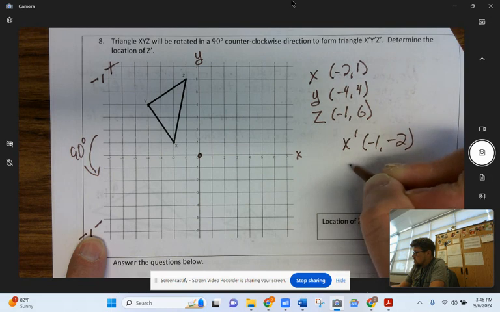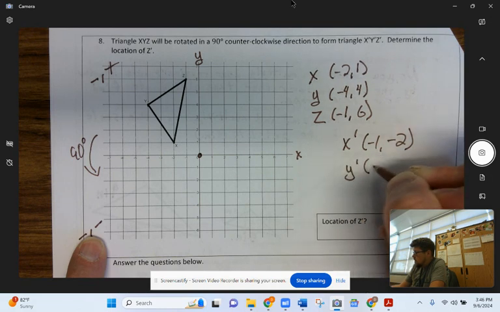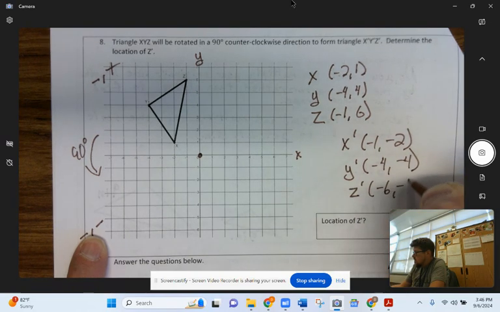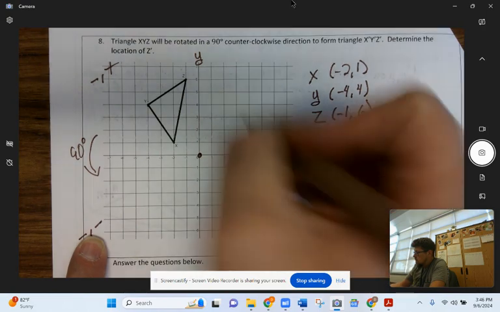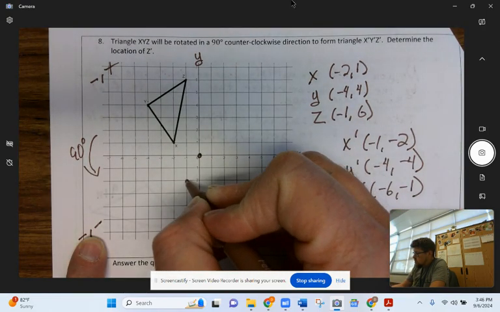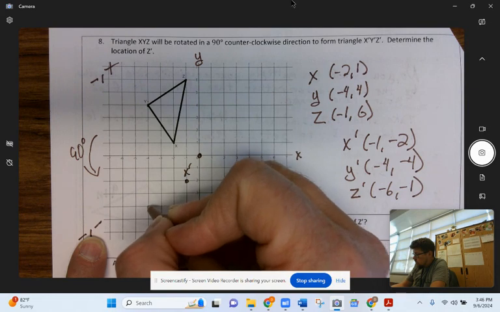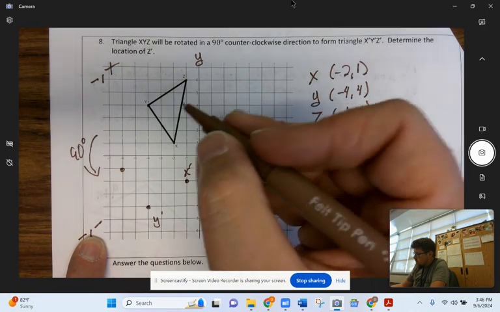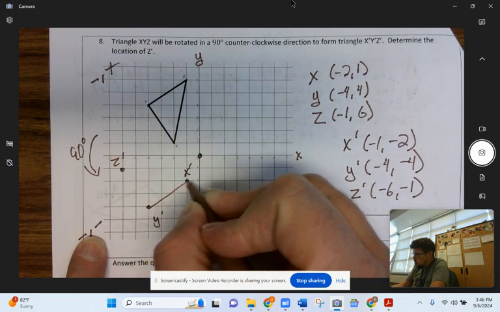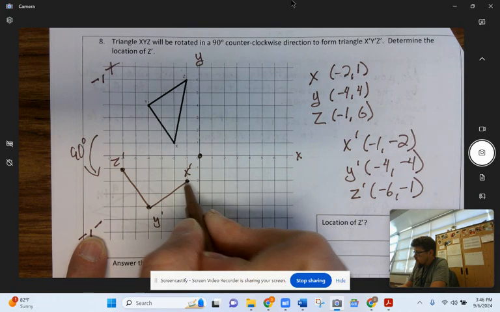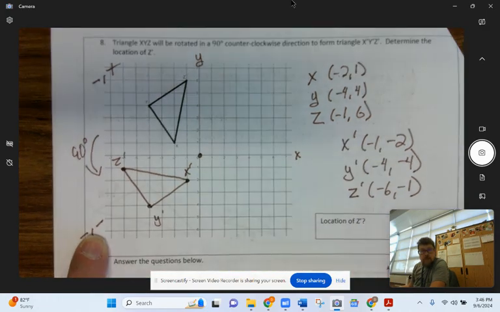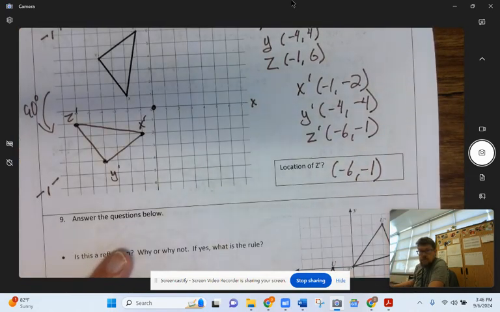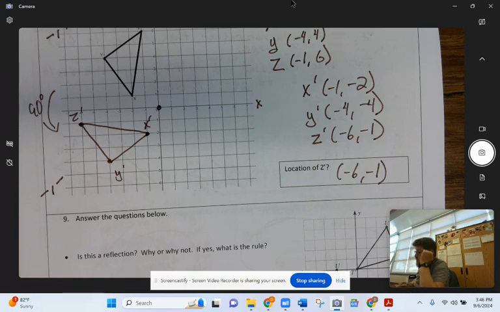So negative 1, negative 2. Y prime is going to give us a negative 4 as I flip them and make them both negative, and then z prime is going to give us a negative 6, negative 1 right there. So as we do that, we can see that negative 1, negative 2 is right here for x prime, negative 4 for y prime, and z prime is negative 6, negative 1 right here. And if I look at z, it's negative 6, negative 1, and that's what I'm looking for, the location of z prime. Okay, answer the questions below.